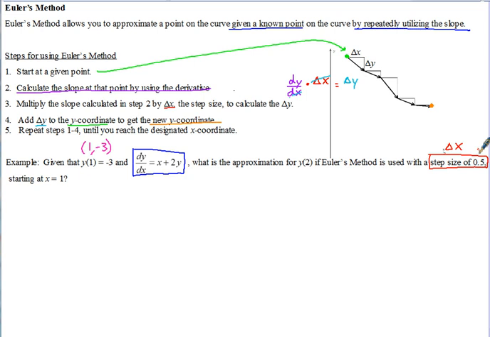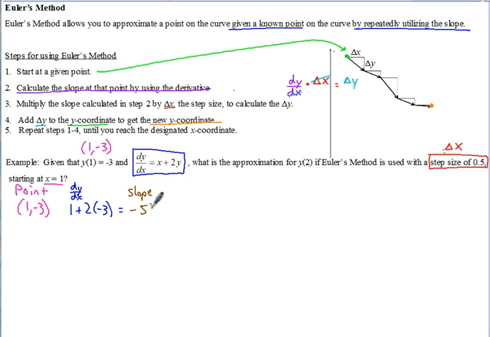Okay. So first you need a starting point. In this case, at x equals 1, you can see the point we're given is 1, negative 3. And then you calculate the derivative at that point. So that's x plus 2y, so x is 1, plus 2 times y, which is negative 3. You get the slope: negative 6 plus 1, so negative 5.